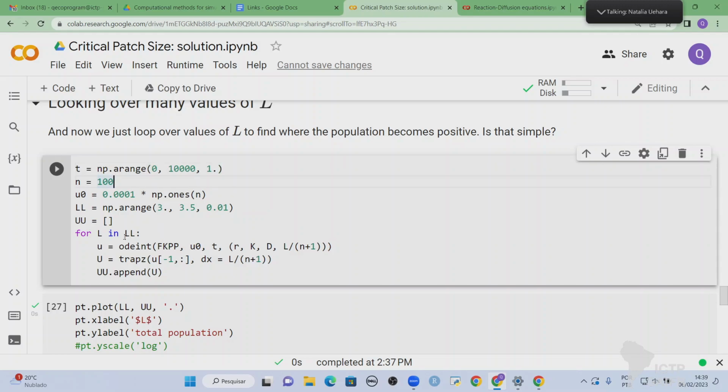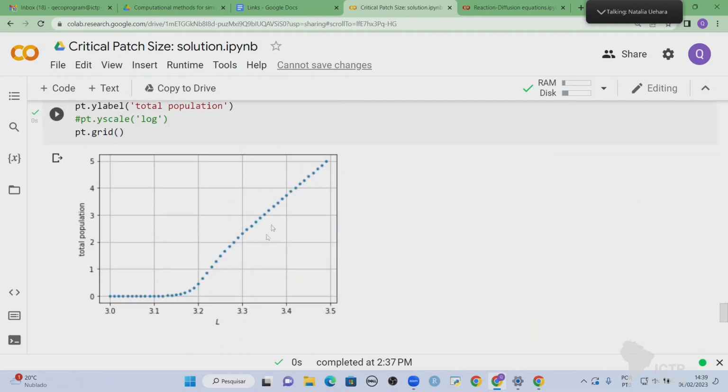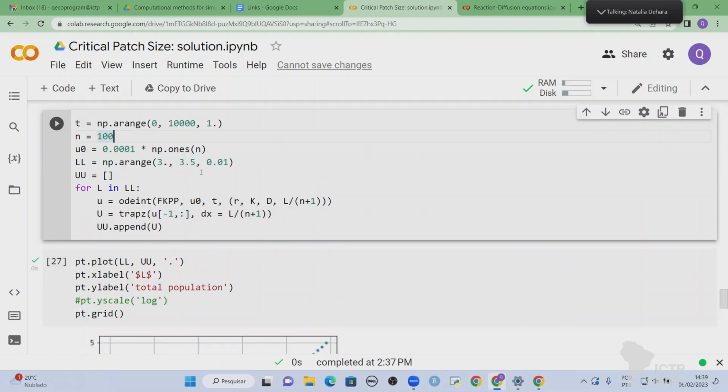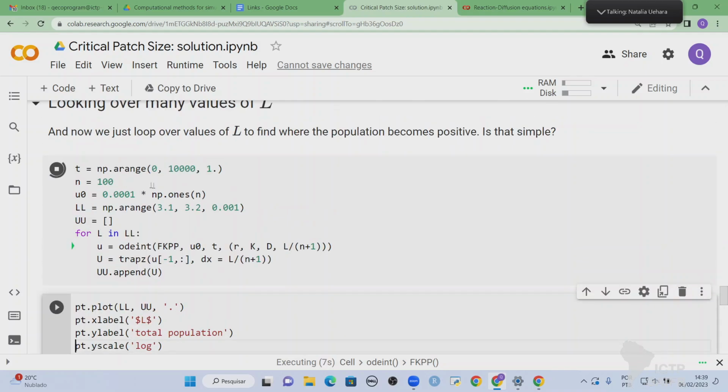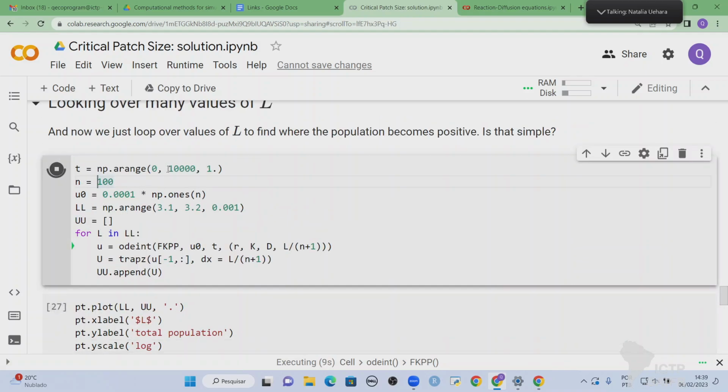So with that, now instead of looking at 3 to 3.5, I already know that it is between 3.1 and 3.2, okay? So I just go from 3.1 to 3.2, in smaller steps, okay? And then let's run this, and then I'll plot this, but now I'm plotting a log scale, okay? Now you see it's taking longer because now I have more points, I have much longer times, so it takes longer.